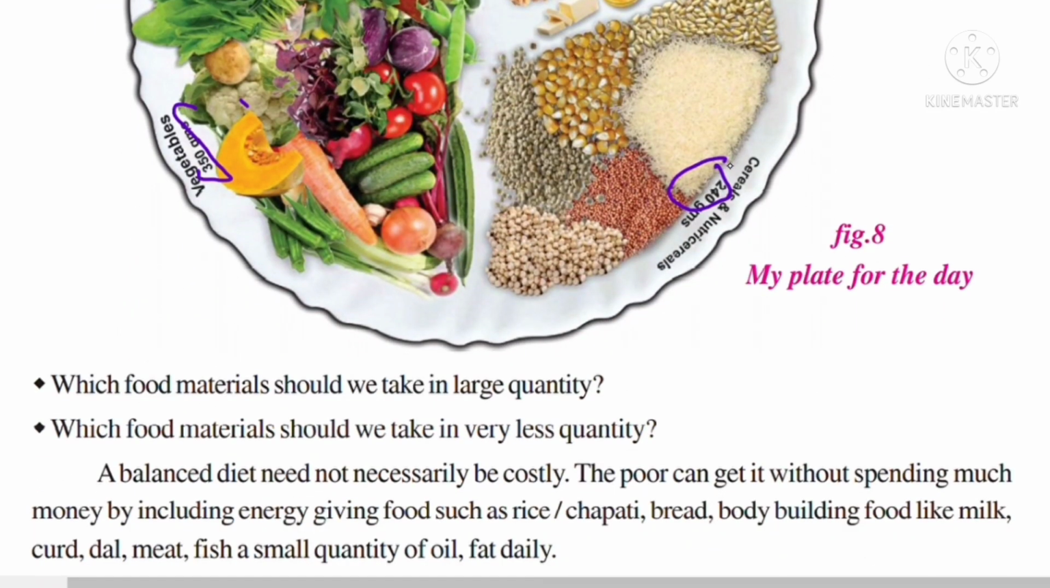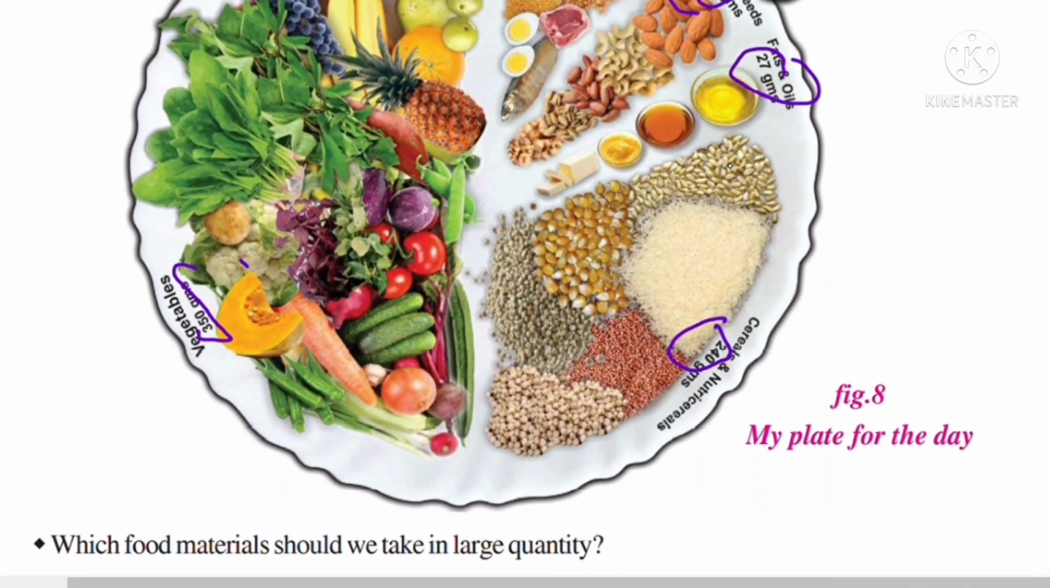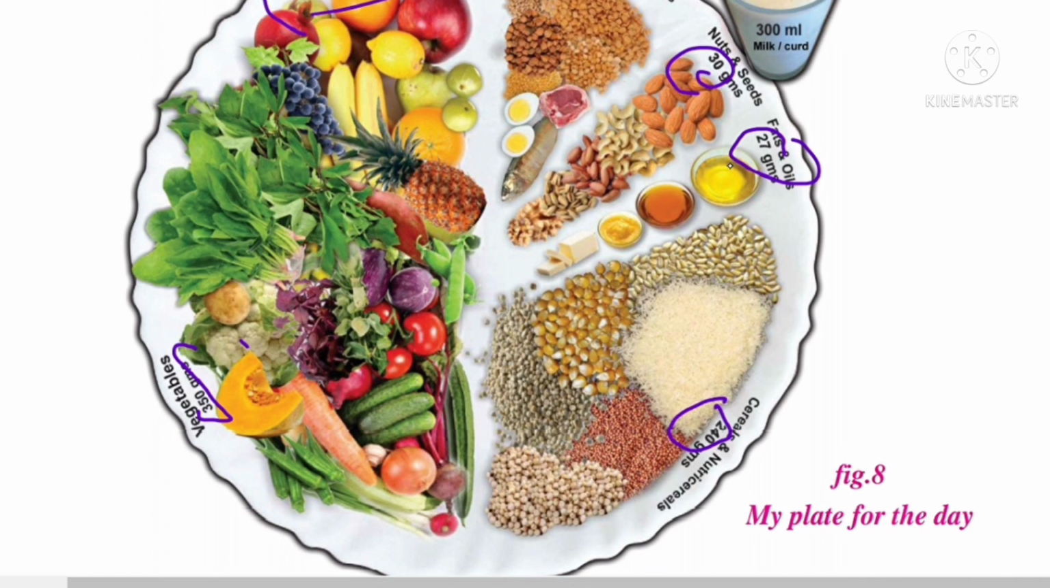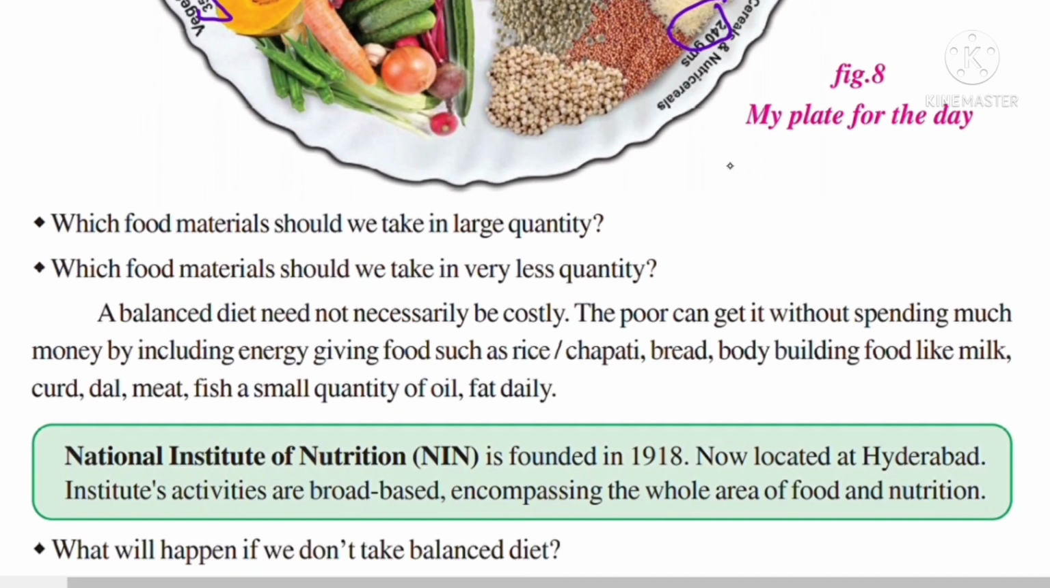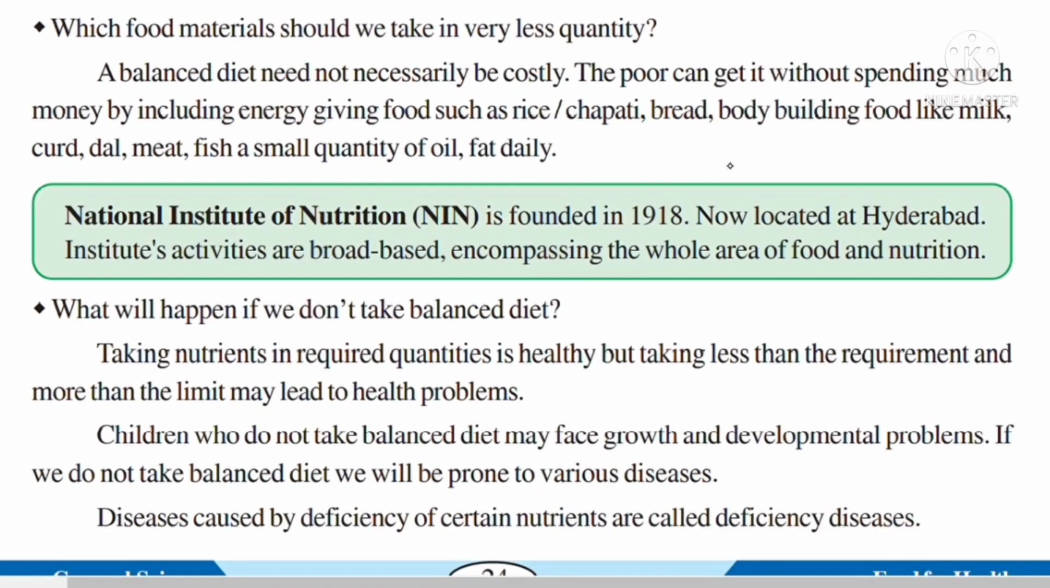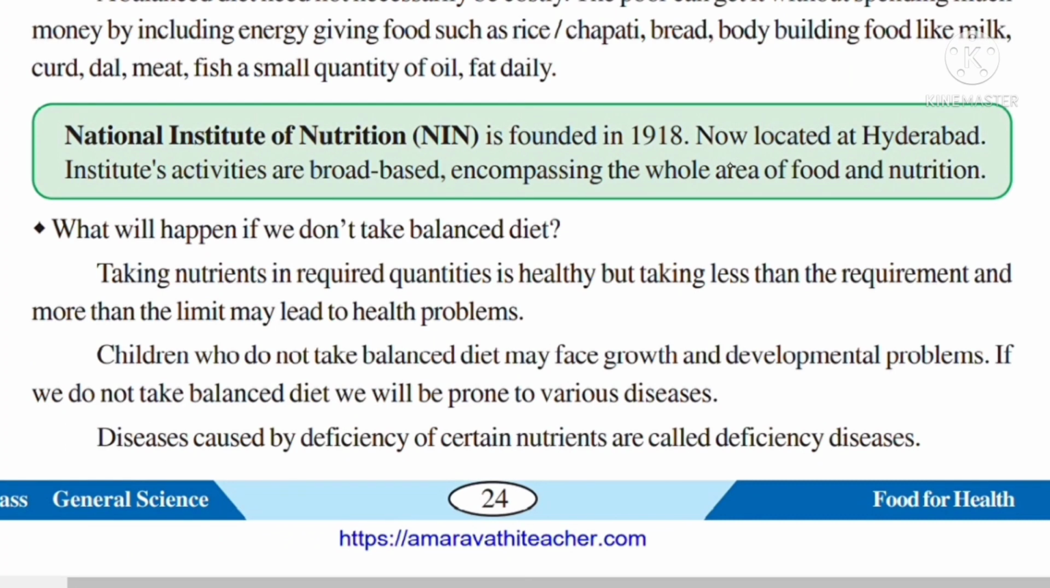Which food material should we take in large quantity? Fresh vegetables and fruits we should take in large quantities. Which food material should we take in very small quantity? Fats we can take in very small quantity. A balanced diet does not necessarily have to be costly.